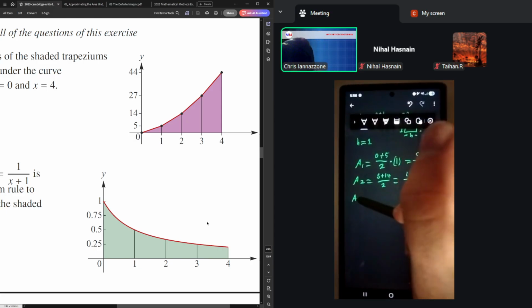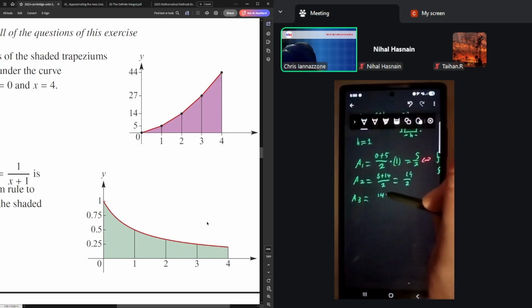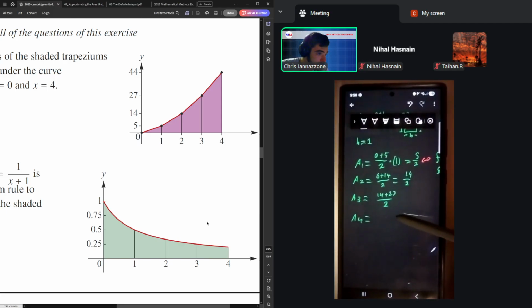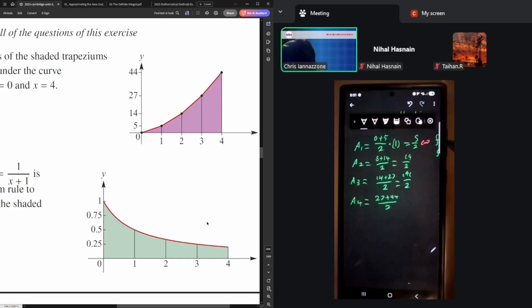Let's just finish them up. A3, so that's going to be the 14 and 27. 14, 27, and A4, that was 27 and 44. 27, 44. Alright, so 44 over 2, which is 22. That doesn't seem right. 41 over 2. And actually, same thing here, pretty much. 4, 6, 7.